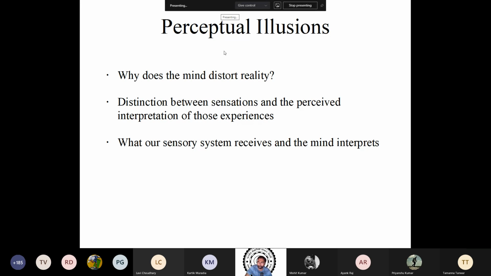So what are perceptual illusions? Why does the mind distort reality? Illusion is distorted reality, right? So you are basically perceiving something as different from what it is. What our sensory systems perceive and what the mind interprets. This is the heart of trying to understand perceptual illusions.